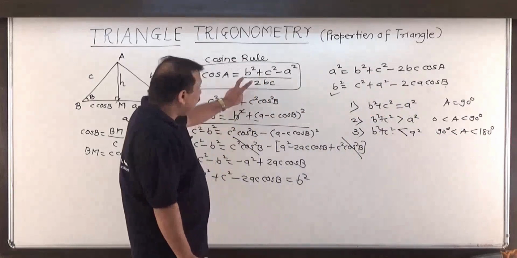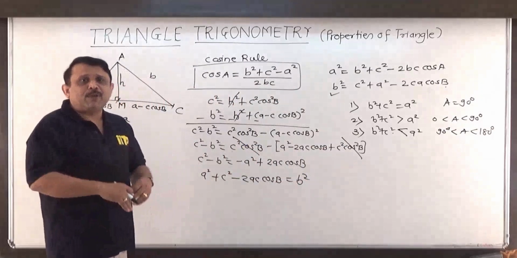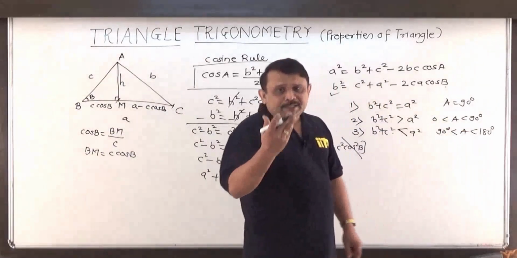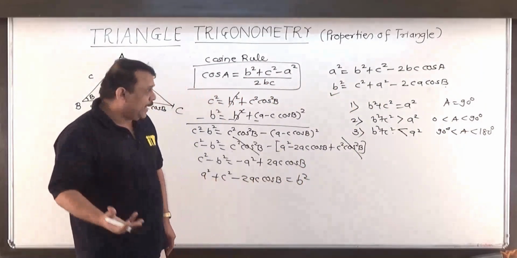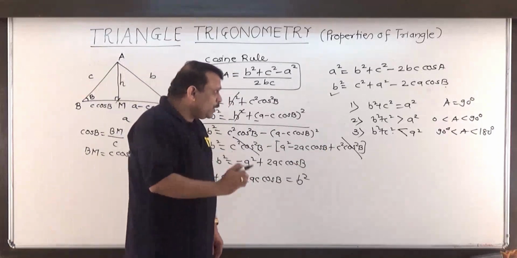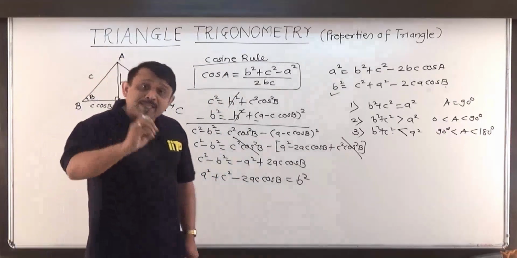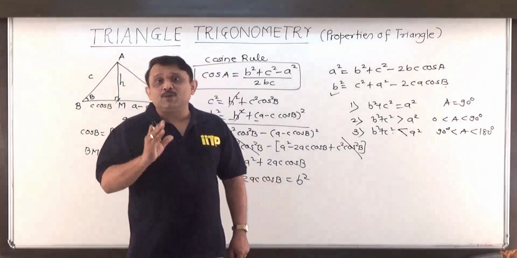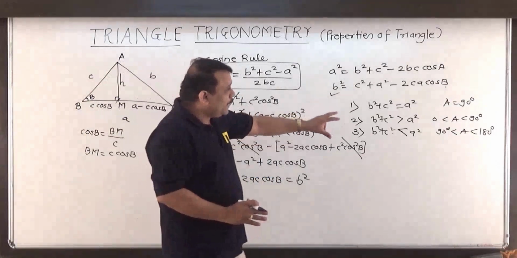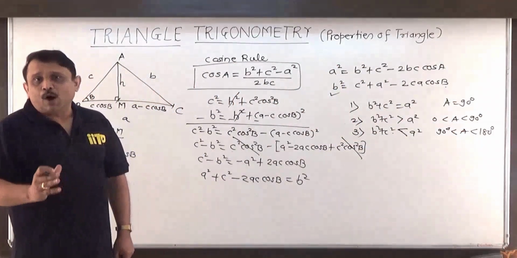So everything depends on whether b² + c² is equal to a², greater than a², or less than a², to get the angle A, whether it is acute, obtuse or right angle. So b² + c² equal to a² means A is a right angle, b² + c² greater than a² means A is an acute angle, and b² + c² less than a² means A is an obtuse angle. So these are the remarks of the cosine rule for testing whether the given angle of the triangle is acute, obtuse or right.